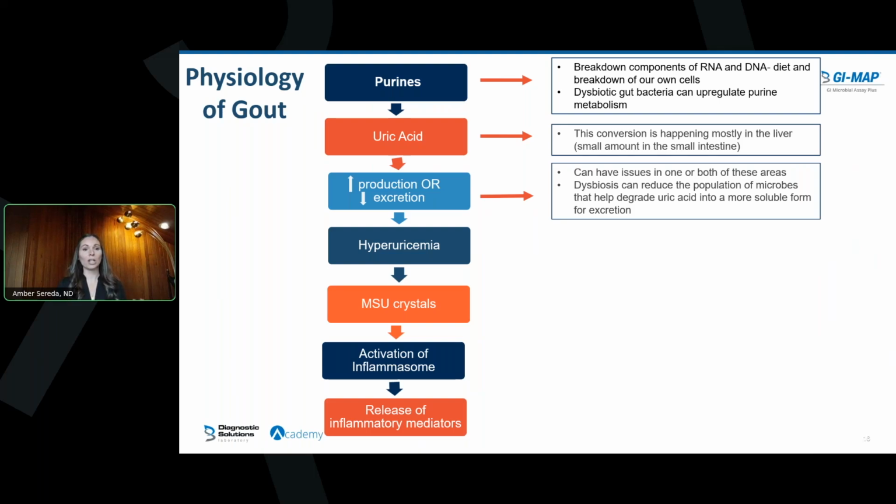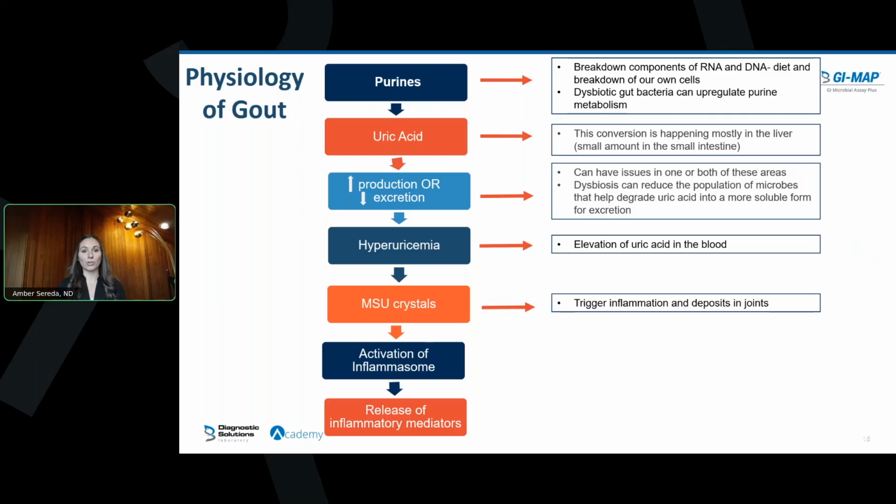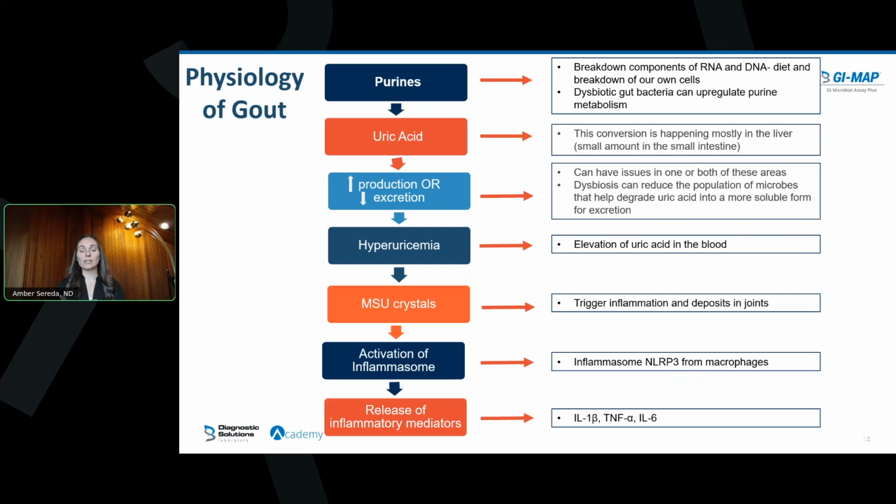It's something that we as humans can't do, but that some of our microbes can do. So when we have that increased production or decreased excretion, that's going to lead to this hyperuricemia, or elevation of uric acid in the blood. That in turn is going to lead to the formation of monosodium urate crystals, which triggers that inflammation and deposits in joints. So that's part of the acute gout flare piece. Those crystals then activate the specific inflammasome NLRP3, which is from macrophages, and that's going to also trigger the release of more inflammatory mediators, specifically interleukin-1 beta, TNF alpha, and interleukin 6.